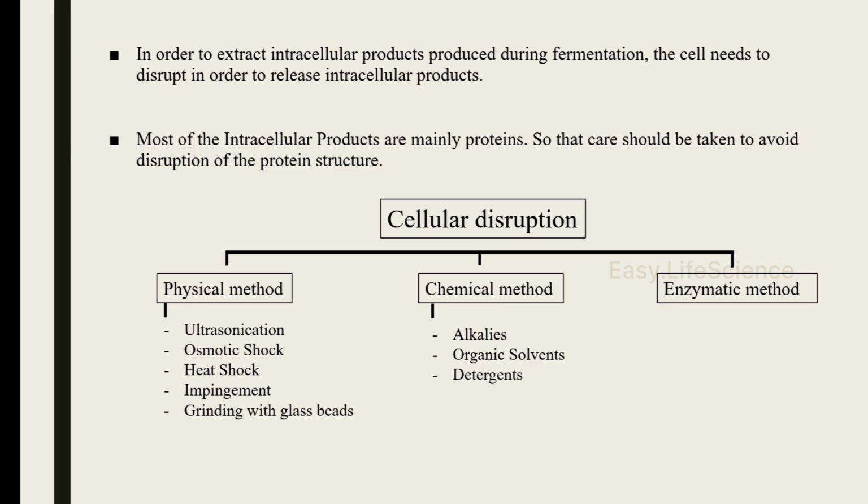Most of the intracellular products are mainly proteins, so care should be taken to avoid disruption of the protein structure. Methods of cell disruption are mainly classified into three types, based on the mode of disruption. They are physical methods, where cells are disrupted physically; chemical methods, where chemical agents are used to disrupt cells; and enzymatic methods, where certain cell membrane degrading enzymes are used.